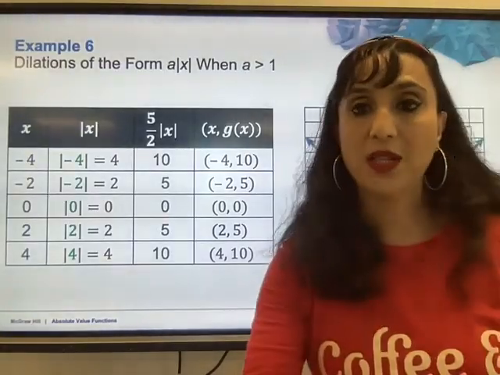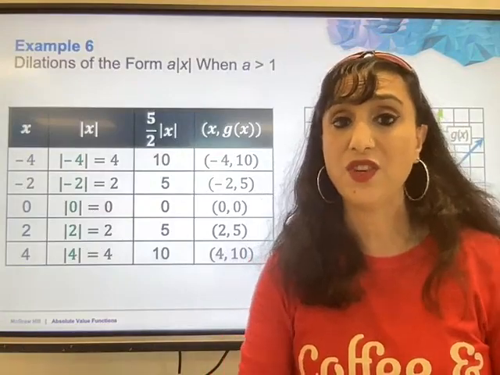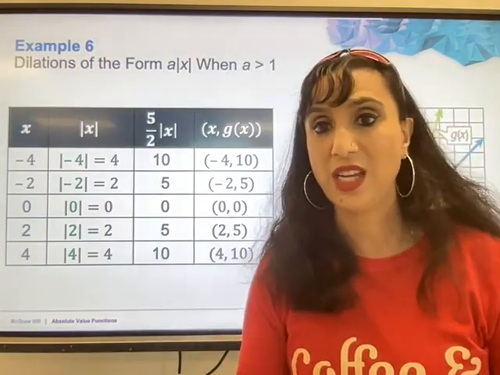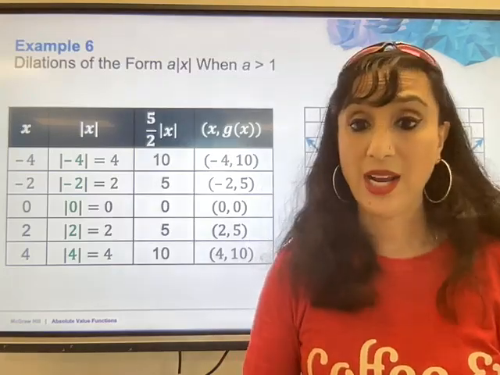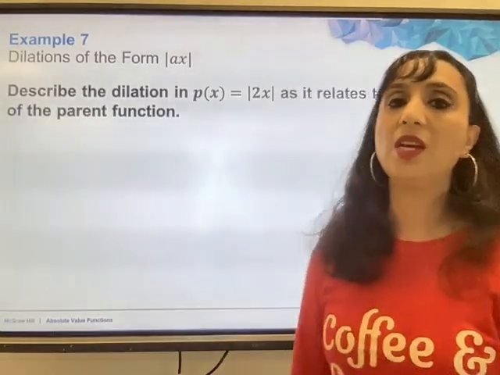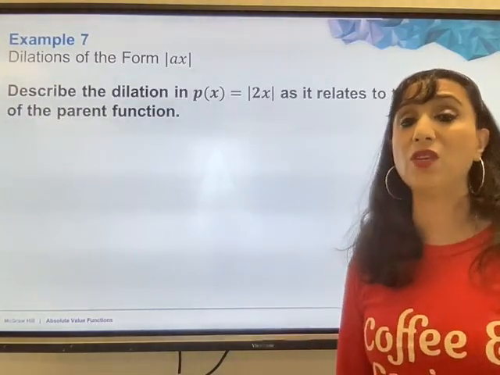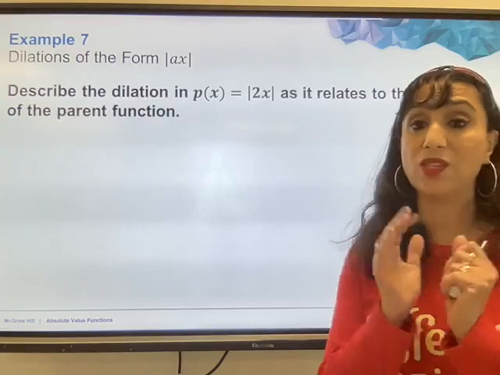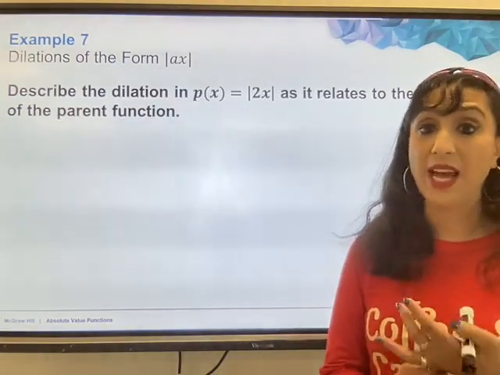Now let's do another one. And again, I am creating tables and graphs ahead of time just to save us time, because by now you know how to create that table and to create the graph. All right, so let's look at this question. Now this is in the form where it is absolute value of ax, and so I can already see in my head that's a horizontal dilation.